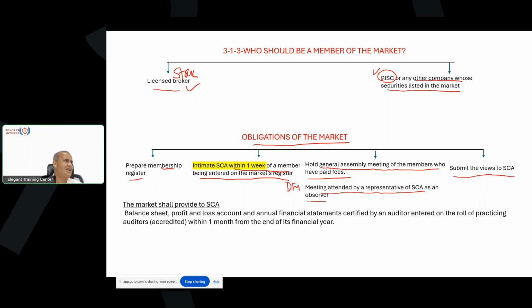These are the obligations. You want some cup of tea, something? No, thank you. Okay. Next, the market shall provide to SCA.